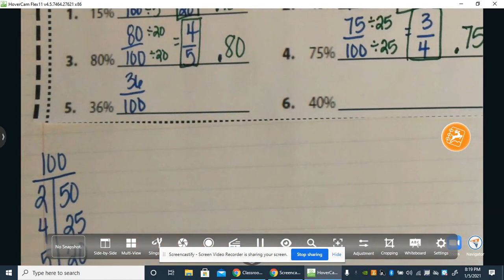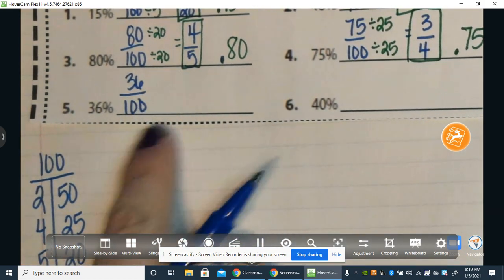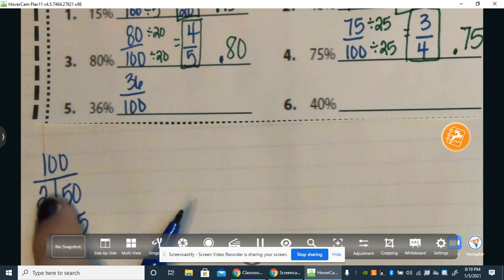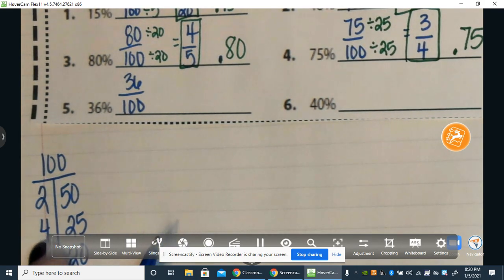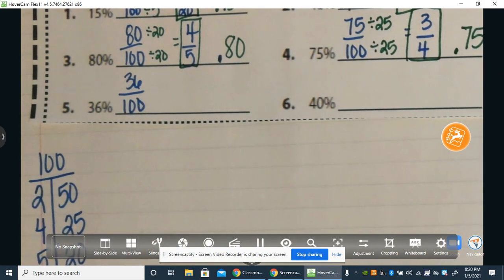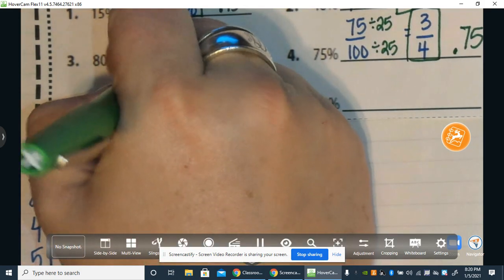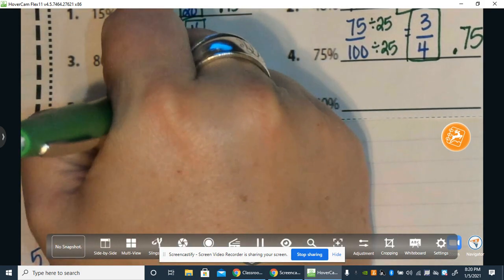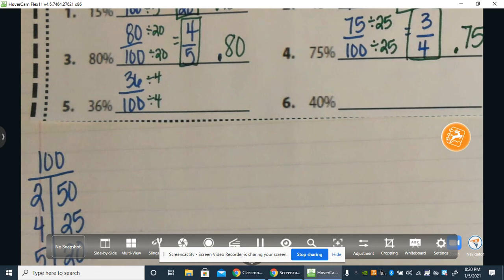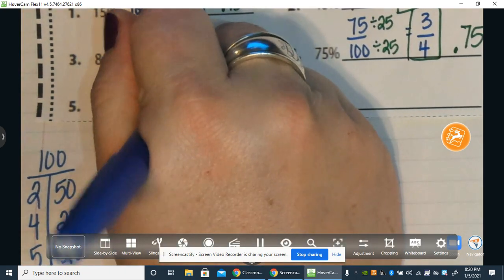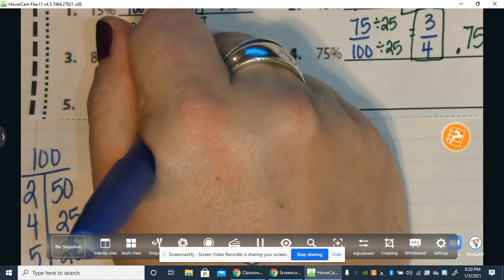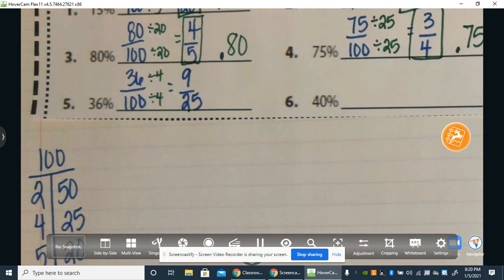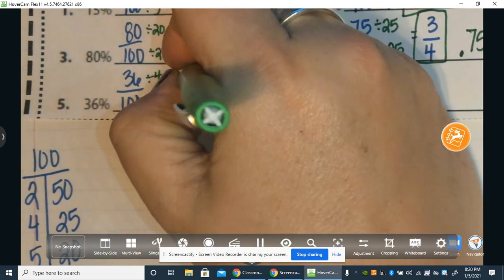Well, I know that they're both even, so I can take out a 2. However, I can also take out a 4, and I'm going to take out a 4 because it's the larger of the 2. So I'm going to divide by 4, divide by 4. 36 divided by 4 gives me 9. 100 divided by 4 gives me 25. So my fraction equivalent to 36% is 9/25.